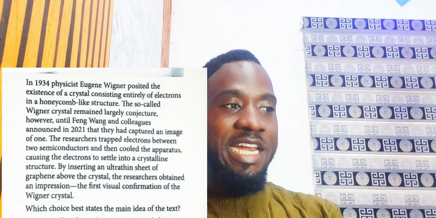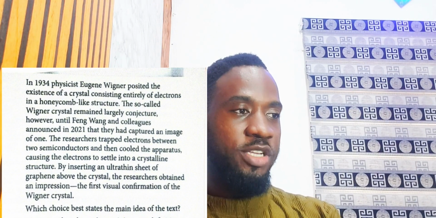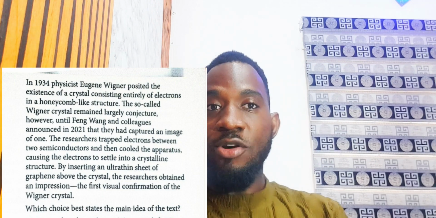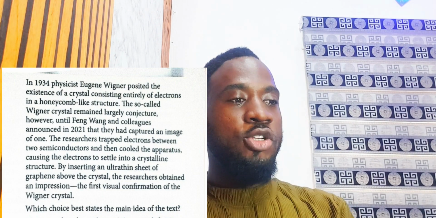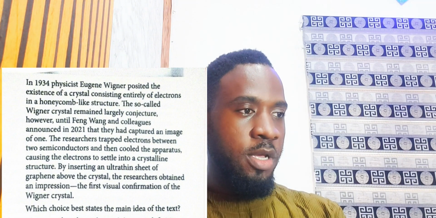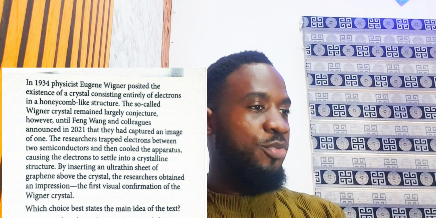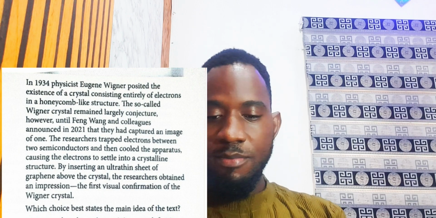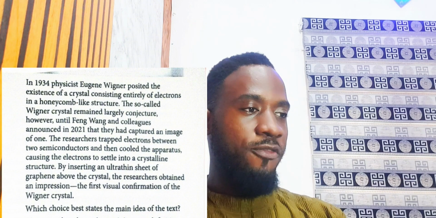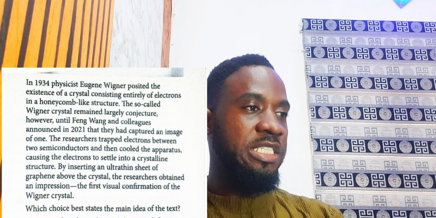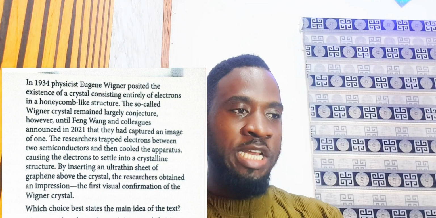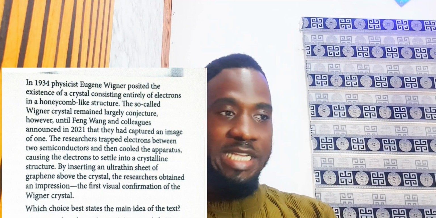The researchers trapped electrons between two semiconductors. This is a process going on, so they are trying to justify that point. So far, we don't see any other drift yet. So, by inserting an ultra-thin sheet of graphene above the crystal, the researchers obtained an impression. We're down to the last sentence, a very important part. Often you will find that the last sentence more or less rephrases this information, especially when there is no contrary information in the middle. So let's see how that works here.